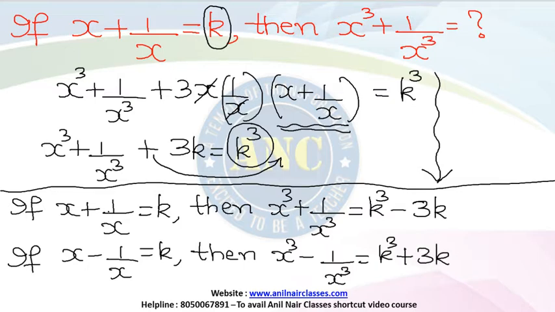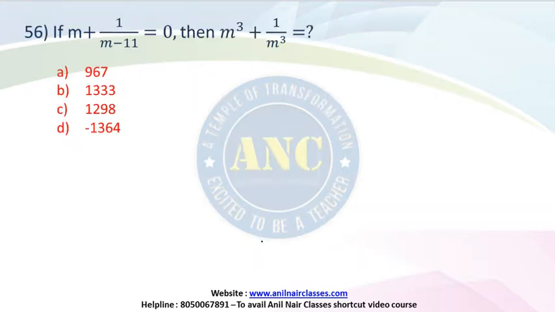That means if it is plus on the left hand side, in the answer the right hand side will be minus. If it is minus on the left hand side, in the answer the right hand side will be plus. It is just the opposite signs. Don't get confused once again. Now this should be very clear. If x plus 1 by x is known to me and I am finding x cube plus 1 by x cube, then it is k cube minus 3k. If I am finding x cube minus 1 by x cube, then it is k cube plus 3k. Now, this is the concept for how to solve my problems. Problems are very easy if you know the concept.